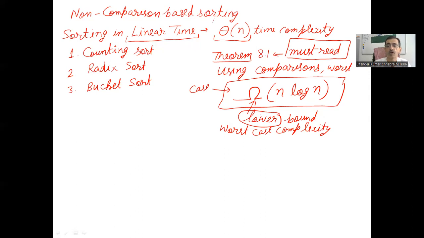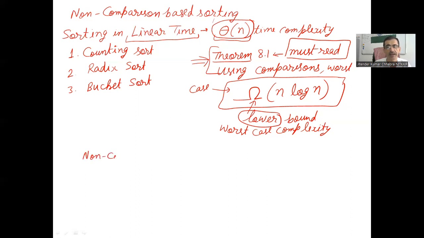So when I say omega of n log n, and then I claim theta of n complexity, obviously we are talking of violating or improving beyond this theorem. But yes, it is non-comparison based.